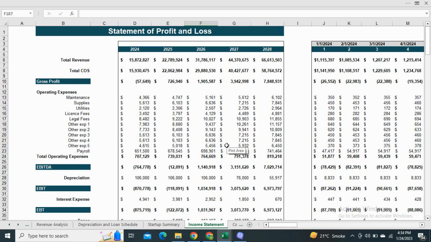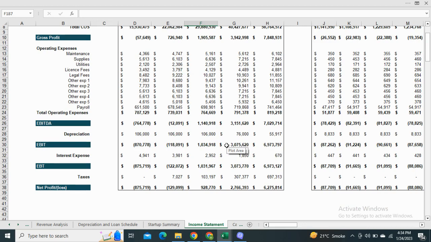Moving on to the statement of profit and loss, it shows the monthly as well as yearly operating expenses, EBITDA, EBIT, and the net income before and after taxes.